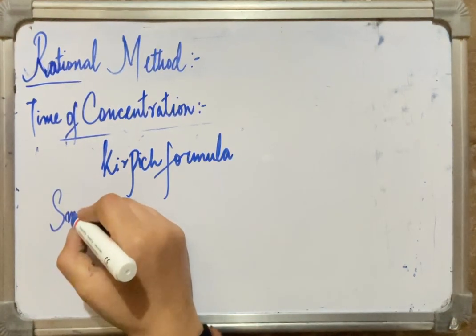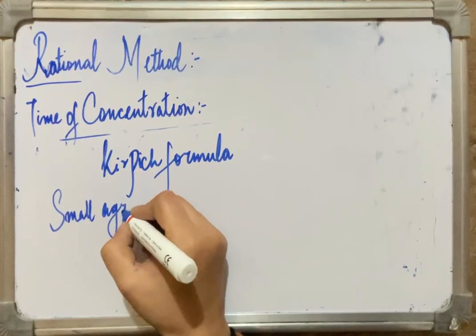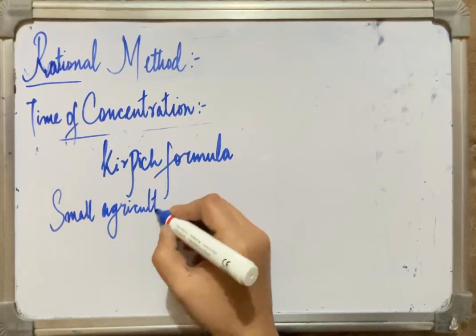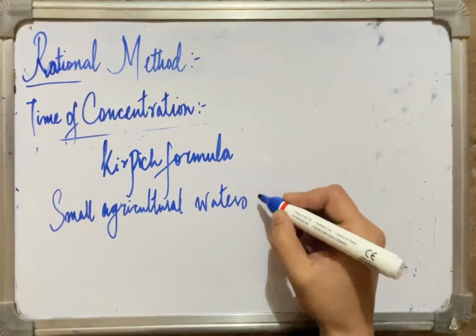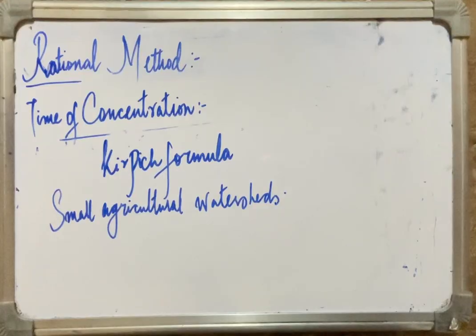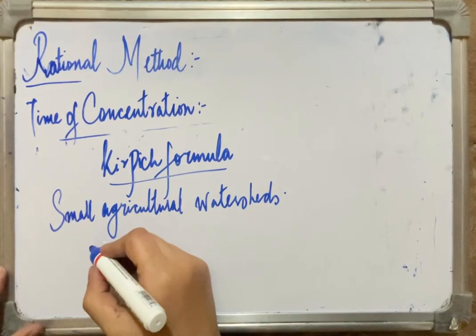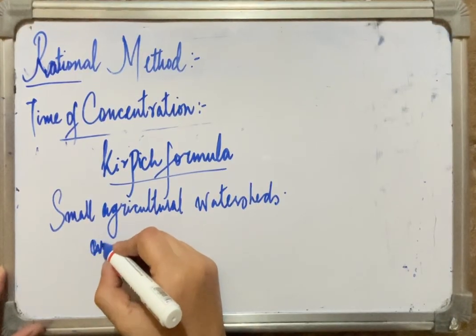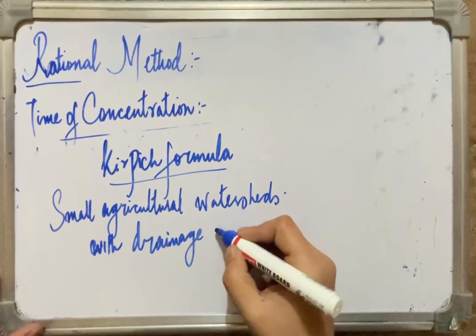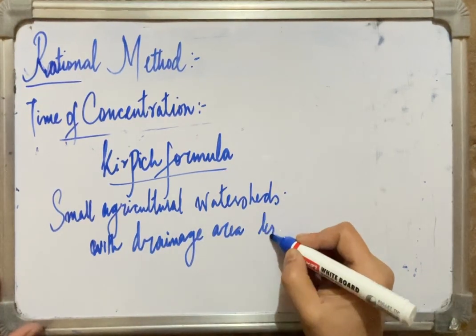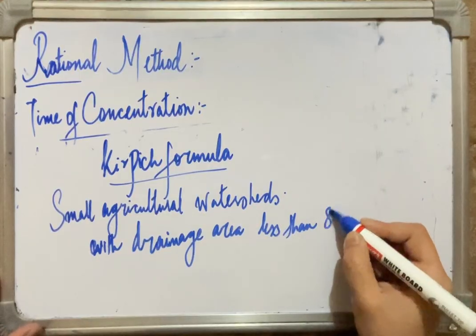Let me write it down. Small agricultural watersheds with drainage area of less than 80 hectares. This Kirpich formula is applicable to small agricultural watersheds with a drainage area of less than 80 hectares.